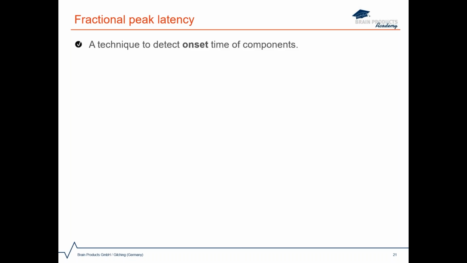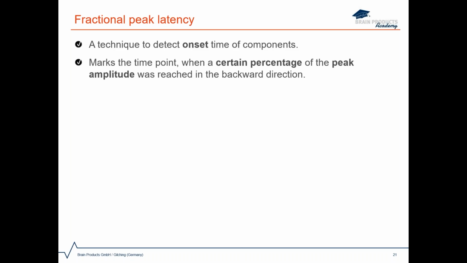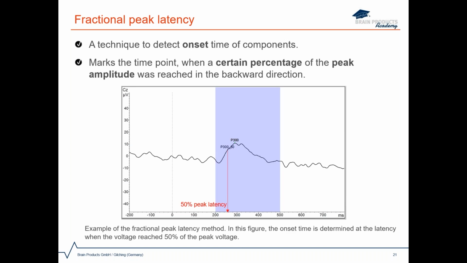The fractional peak latency is used to determine the onset time of components. The method finds the peak between a specified time range and then moves backward in time until the voltage reaches some fraction of the peak amplitude. The latency of this point is then used as an estimate of onset latency. So this figure shows an example of the fractional peak latency method. In this example, the onset time is determined at the latency when the voltage reached 50% of the peak voltage.